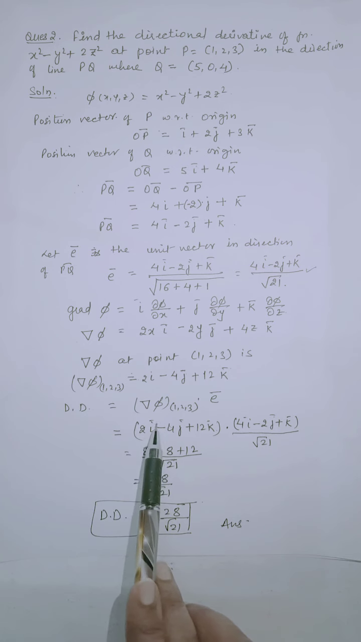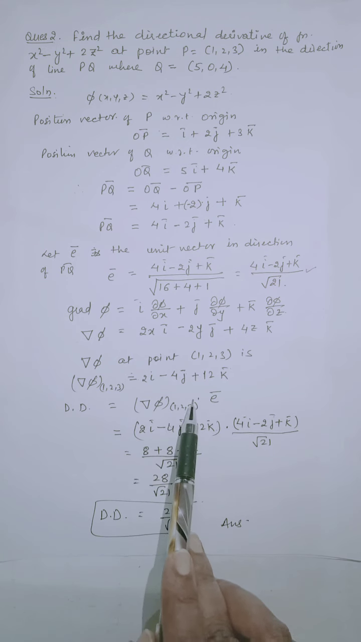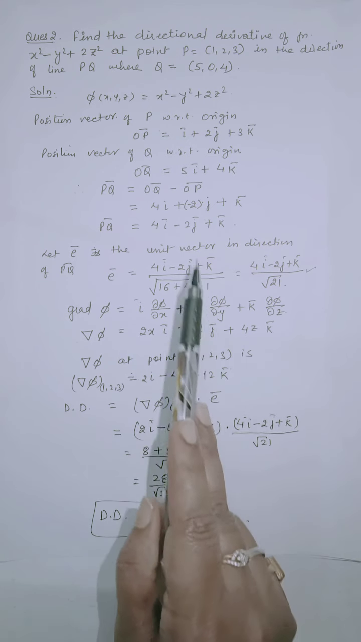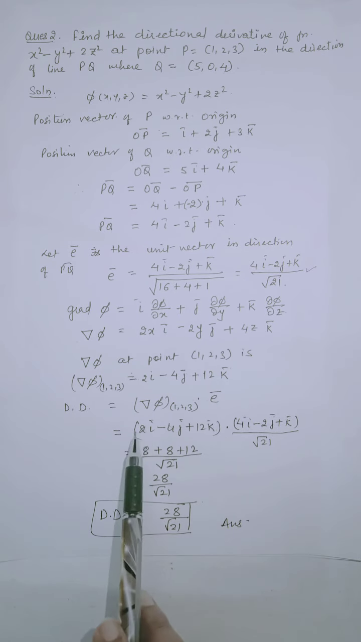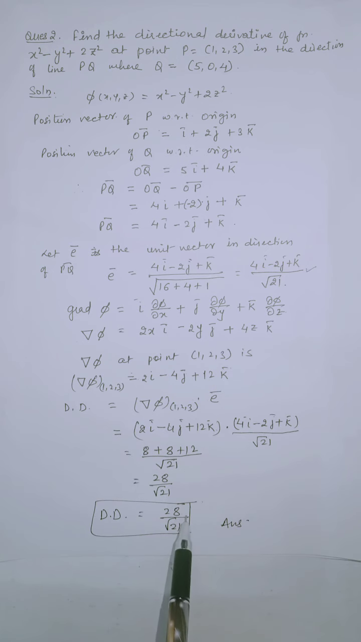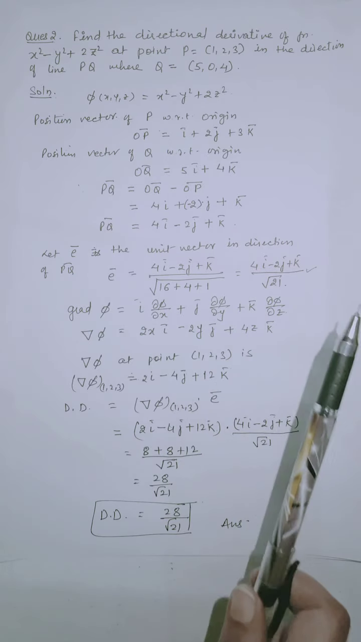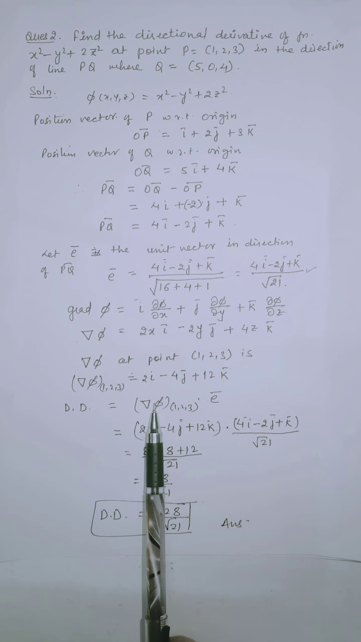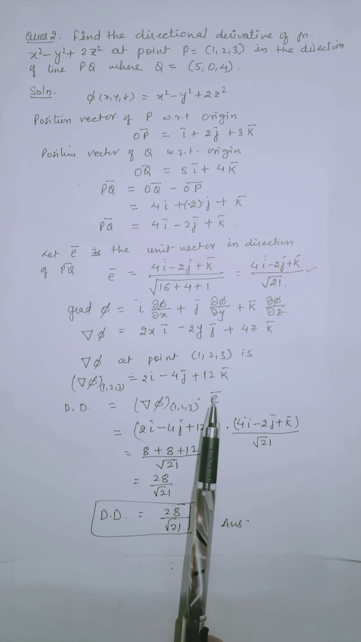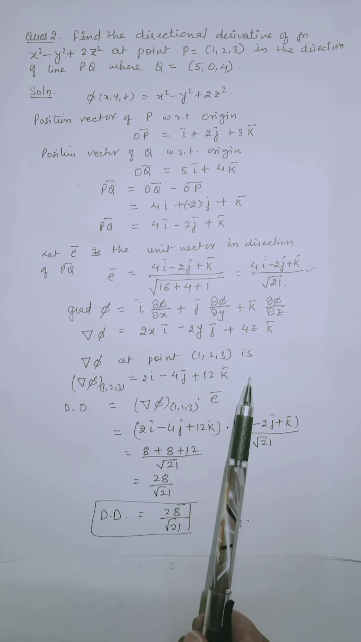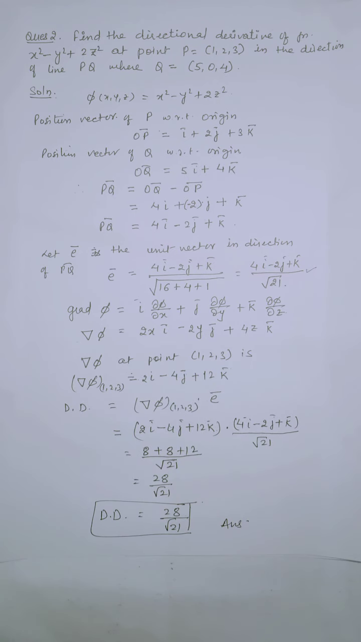And then for finding the directional derivative, you have to multiply grad phi at the given point with the unit vector along the direction of the given vector in which you have to find the directional derivative. So when you multiplied, you got the value 28 by root 21. So always remember, directional derivative is a scalar quantity, because directional derivative is nothing but the value of grad phi at the given point multiplied by the unit vector along the vector in whose direction you have to find the directional derivative of phi, right?